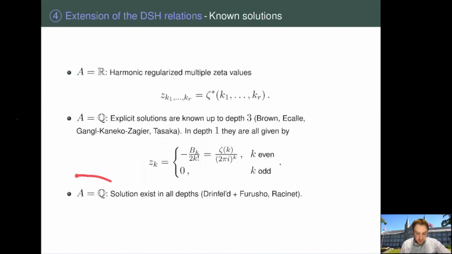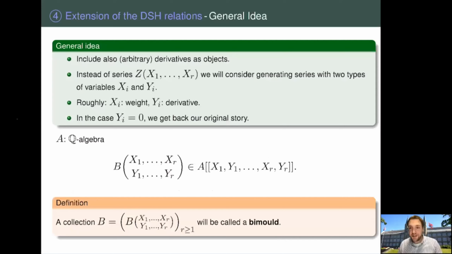And in general, for arbitrary depths, we at least know that there are solutions to this equation, because, for example, it was shown by Racinet that there are rational solutions to these double shuffle equations, but it also follows by combining work of Drinfeld and Furusho. But now to the variation of these double shuffle relations.